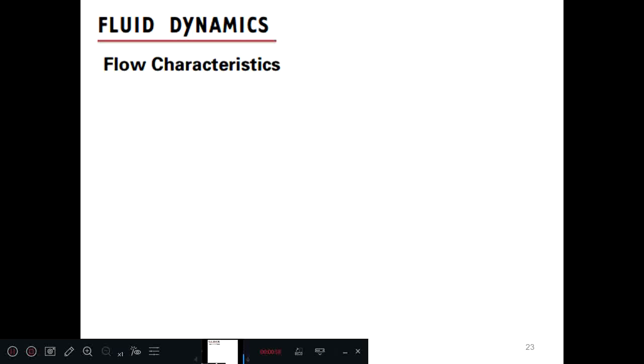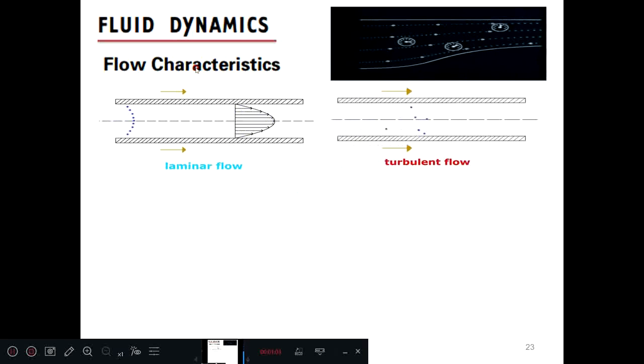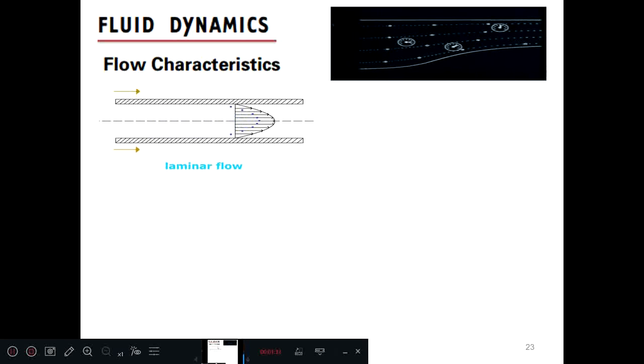So in this particular chapter, instead of trying to study the motion of each and every fluid particle as a function of time, we describe the properties of a moving fluid at each point as a function of time. So let us discuss the flow characteristics.